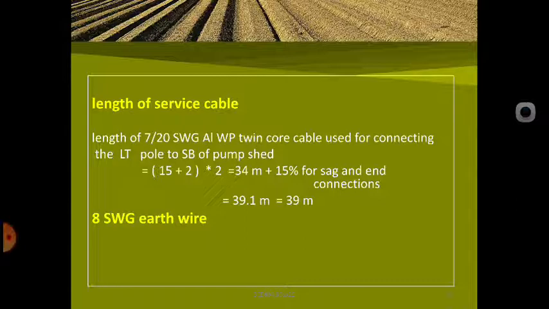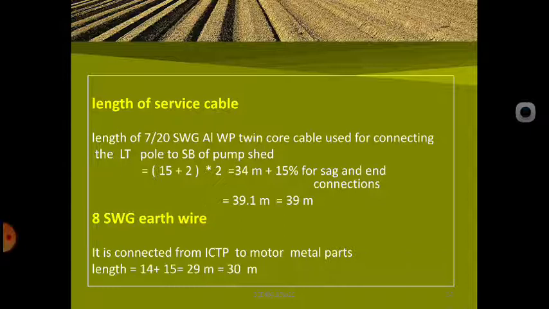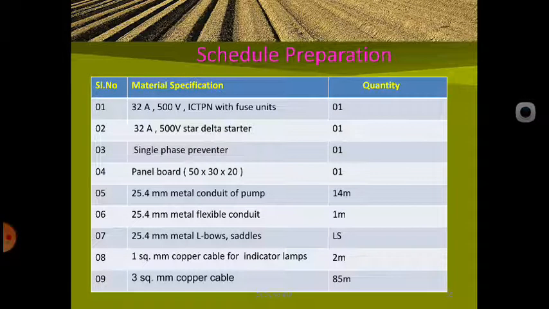Now, the 8 SWG earth wire is also required. What is the required earth wire? Earth wire is required for earthing purposes as well as to keep the service wire in a straight position from the LT pole to our shed. That is nearly 15 meters and 14 meters of GI wire for earthing, because the metal conduit should be earthed along the conduit. So nearly 30 meters of earth wire is required. These are the lengths. After getting these, we prepare the schedule. So these are the main steps.